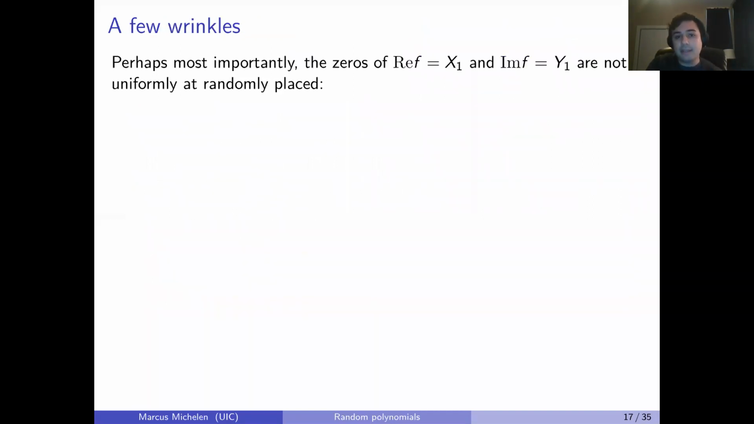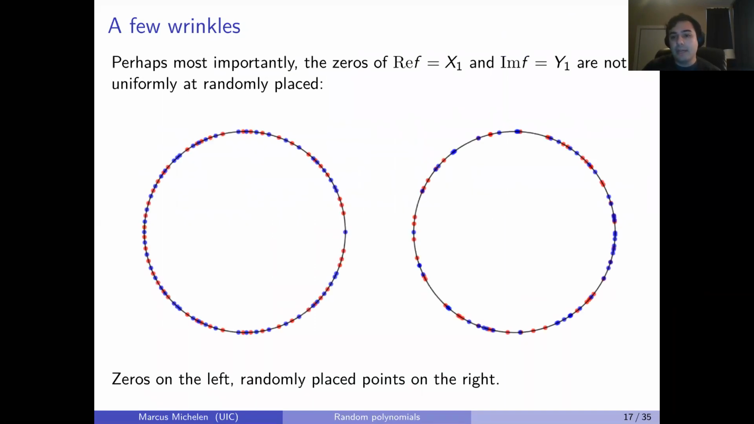So most obviously, the roots of the real and imaginary part are certainly not placed just uniformly and independently at random. So here are a couple of pictures. I said below on the left which one is which, but even from these pictures, you should maybe be able to tell the one on the right is when I have red and blue uniformly placed at random with no interaction between them. And on the left is when I have the zeros of the real part in red and the imaginary part in blue.